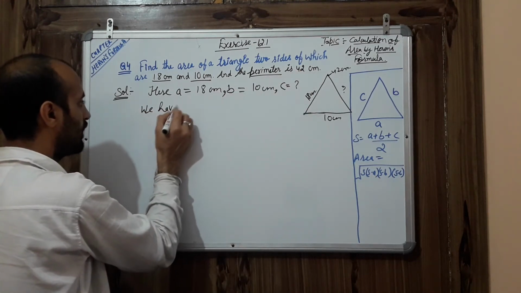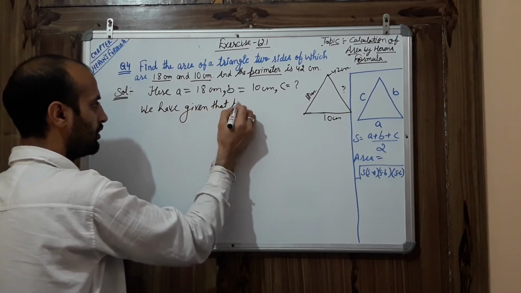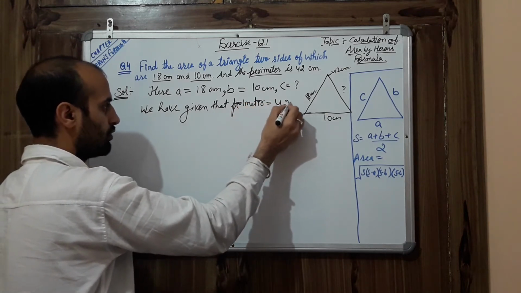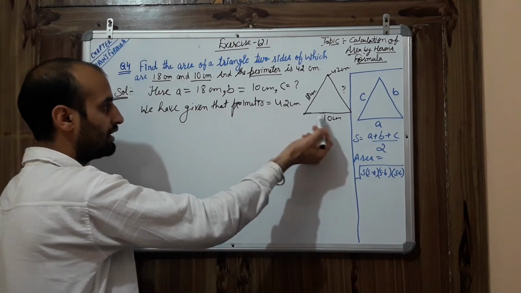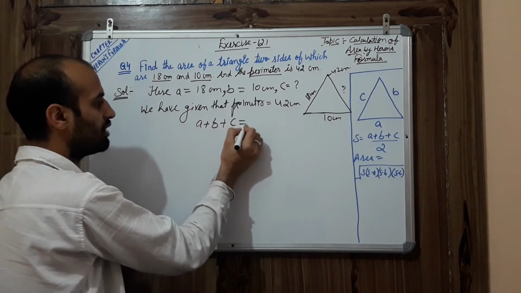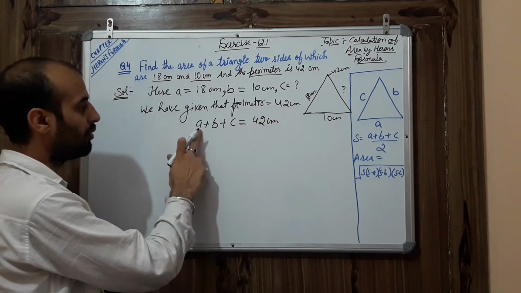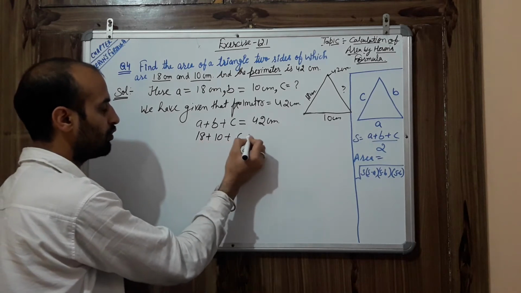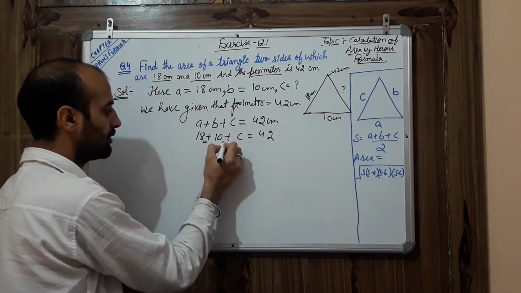So I can write, we are given that perimeter is equal to 42 centimeter. Now what do you mean by perimeter? I told you if I am adding all these sides A, B, C, like A plus B plus C, it must be equal to 42 centimeter. This is the meaning of perimeter. So you have now the value of A, that is 18, value of B 10, value of C we don't know, then it is 42. These values are in centimeters.